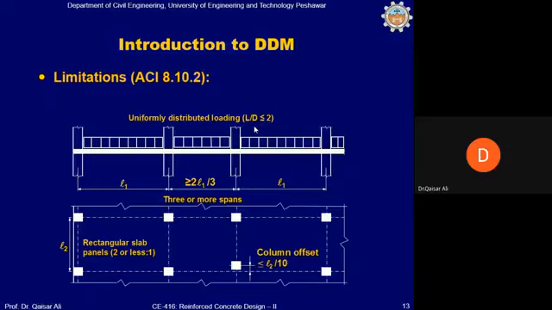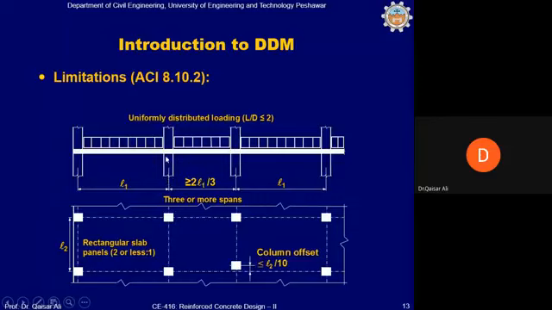And these limitations have been discussed under section ACI 8.10.2 of the ACI 318-14. Okay, and the length of spans: the span length shall not vary by more than 67%.